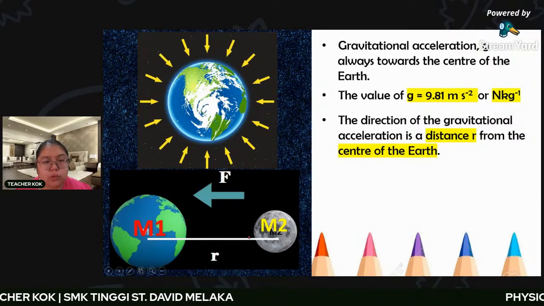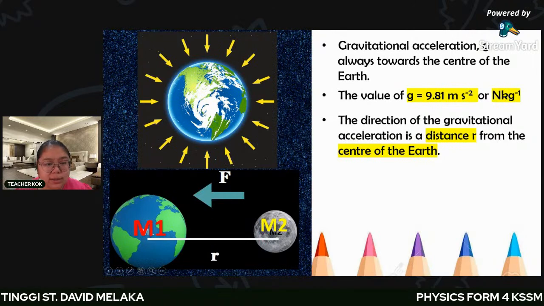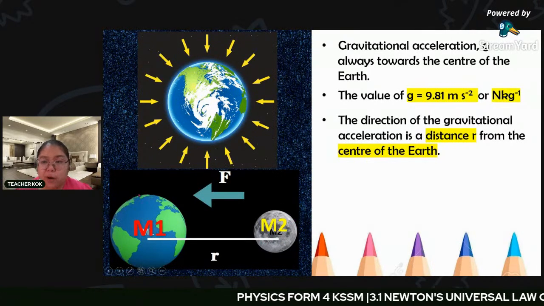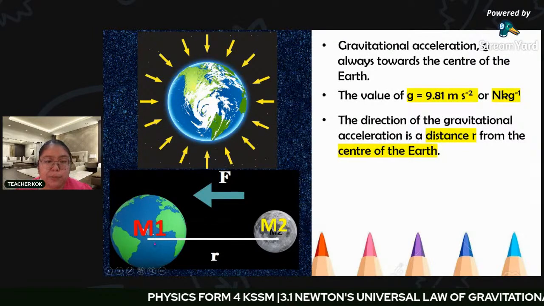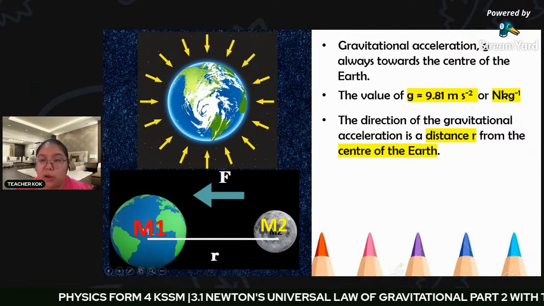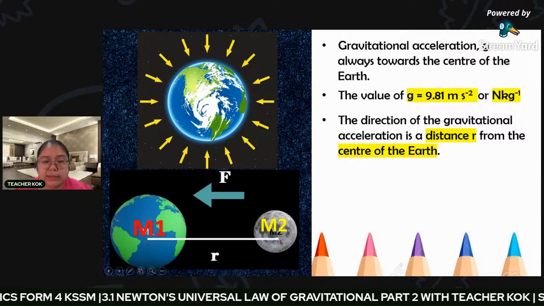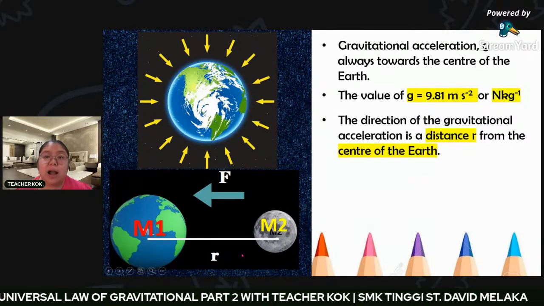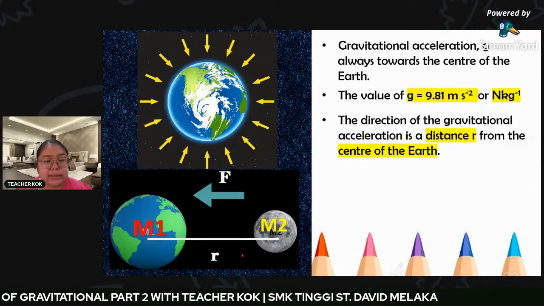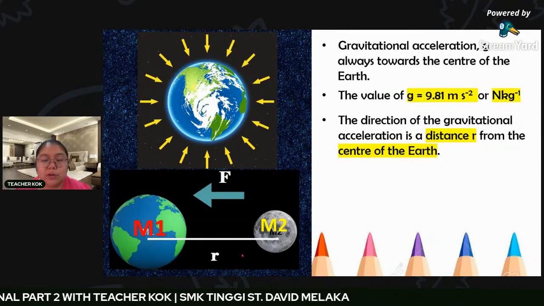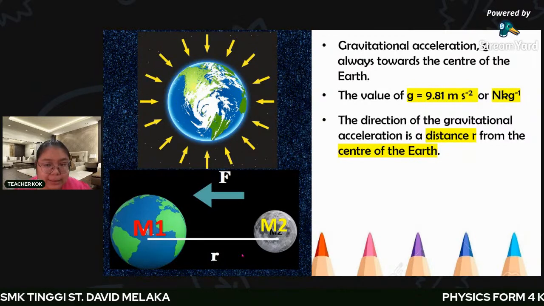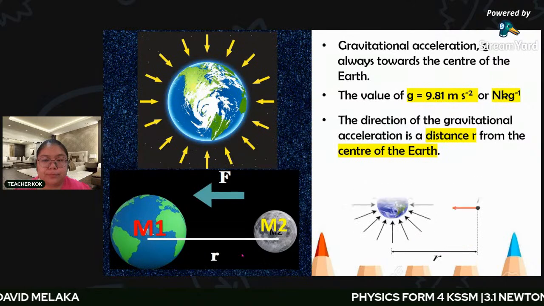So now we have two objects. One is the earth, and another one is the moon. The pulling force, the gravitational acceleration, will pull until the center of the earth. So this distance, center to center, is the distance R. We put the symbol R. So remember, never count from surface to surface. We count from center to center.